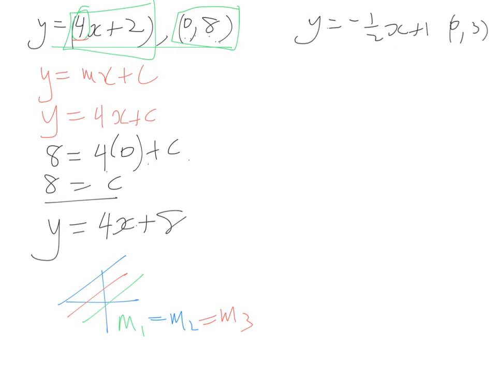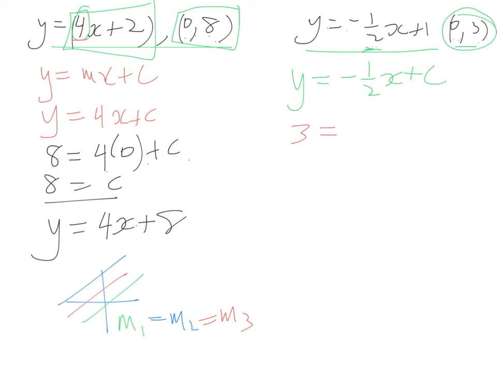Okay, over here, let's see. Here we have y equals negative a half x plus 1, passing through the point (0, 3). So negative a half x, so our gradient is negative a half. So y equals negative 1 over 2 x plus c. Passing through this point here, that's what we're going to substitute in.